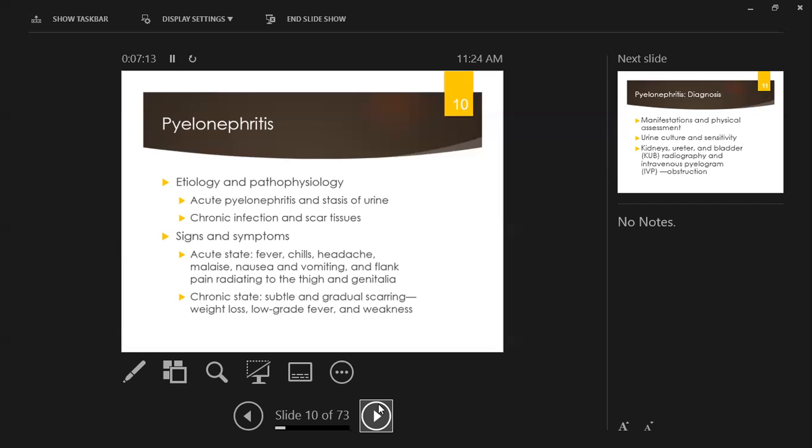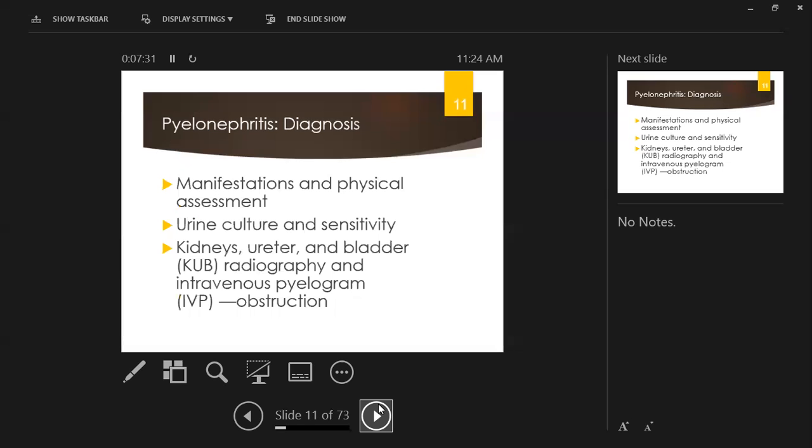So the acute state of pyelonephritis, we see fever, chills, headache, malaise, nausea, vomiting, and flank pain that radiates to the thigh and genitalia. Chronic pyelo, we see subtle and gradual scarring. They end up losing weight, can keep a low grade fever, and are chronically weak.